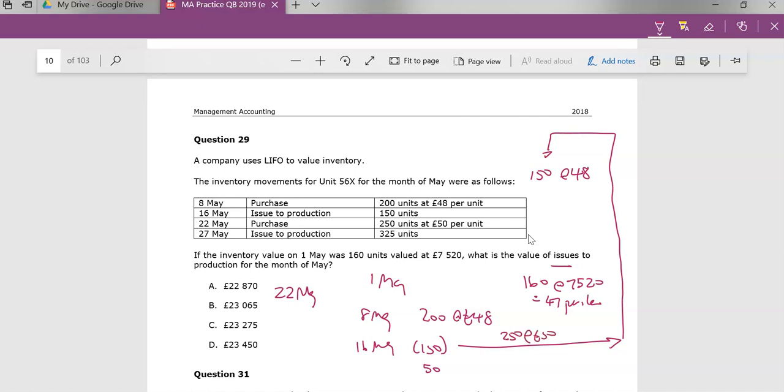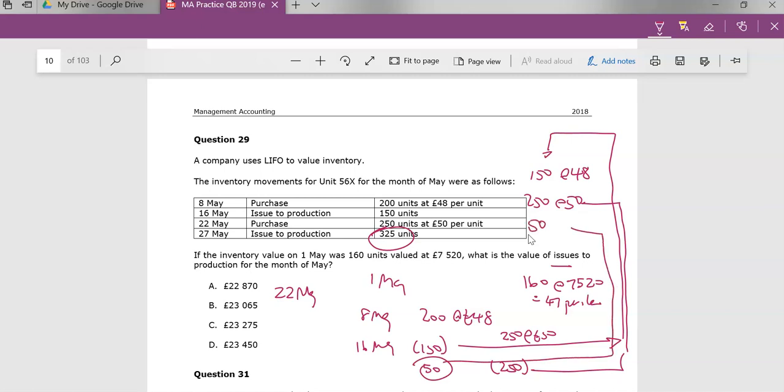Okay. And then what do you now do? On the 27th of May, you issue 325. So what does that mean? These 250 leave our warehouse, so we have 250 at £50. But it said 325, so these 50 have to leave as well, because it's last in, first out. So these 50 leave at £48. And then finally, you need 325, and you've chucked out 300 so far. There's 25 left, and those 25 must come from here. So finally, you have 25 at £47.